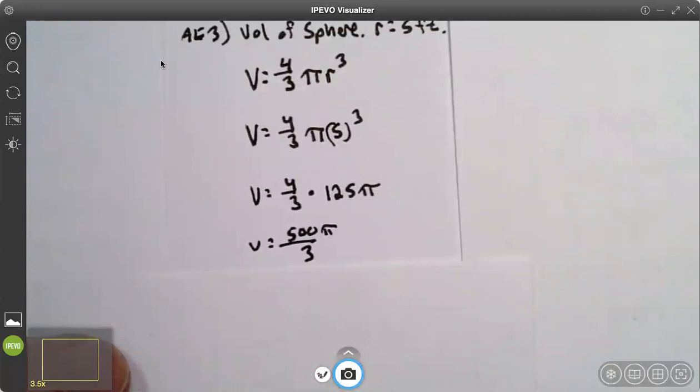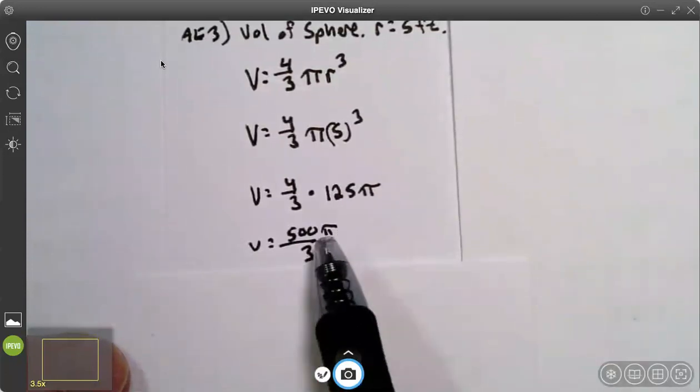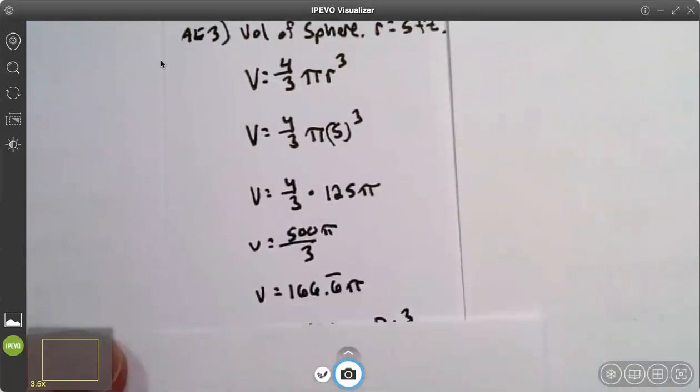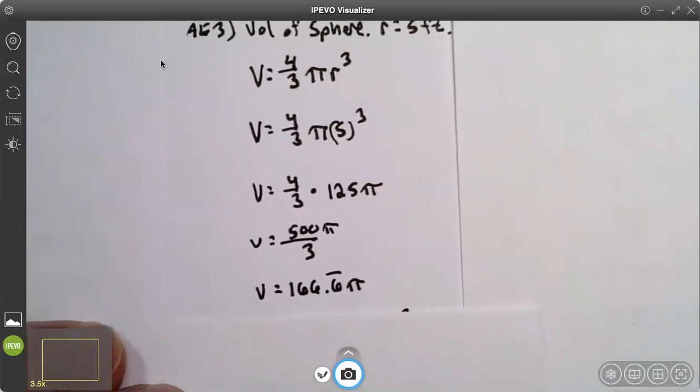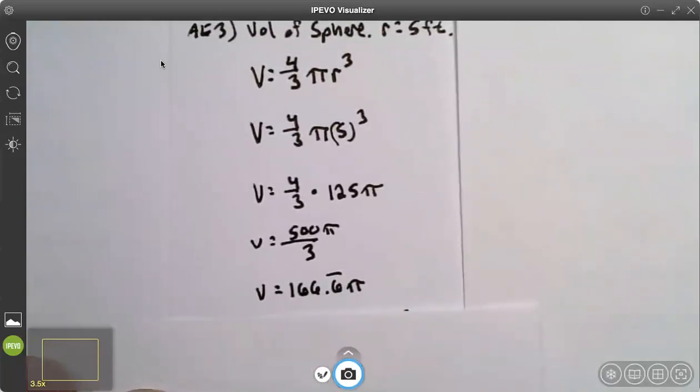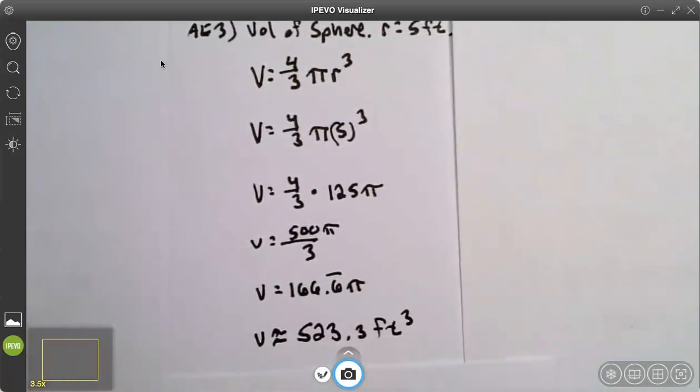Once you multiply 125 times 4 on your calculator, now leave that answer in your calculator. Now hit divided by 3. And now I get a number to multiply by pi. It's a repeating decimal. Leave that in your calculator. Don't clear it out. Leave that in your calculator and hit times 3.14, and you'll get your answer.